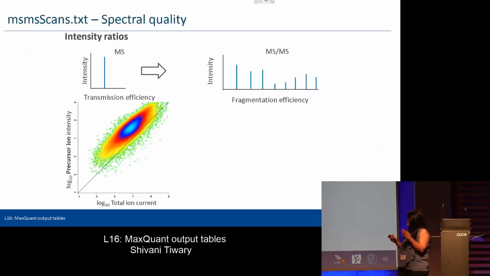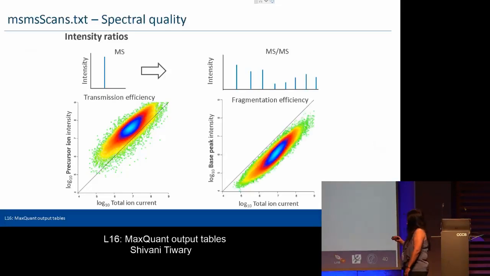If you see this cloud going down, that means your machine is not fragmenting properly, so you might need to change or clean it, and it is not transmitting your precursor to your MSMS fragments. And you can also plot against the base peak intensity, which means against the abundant peak.